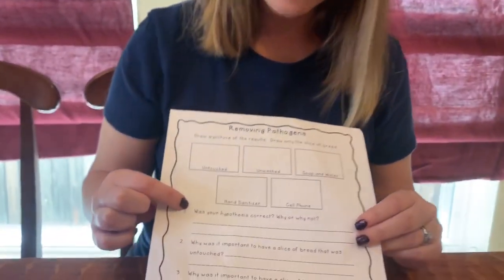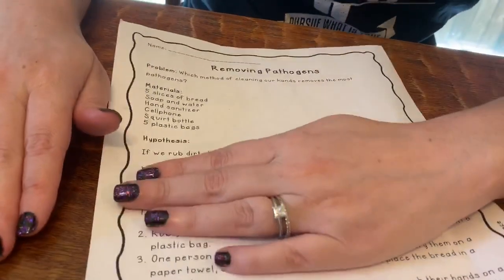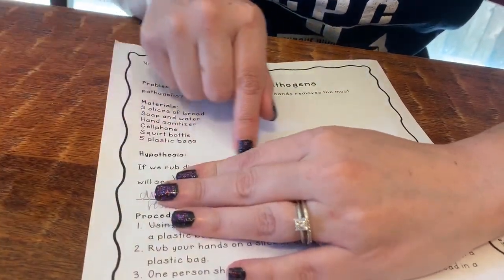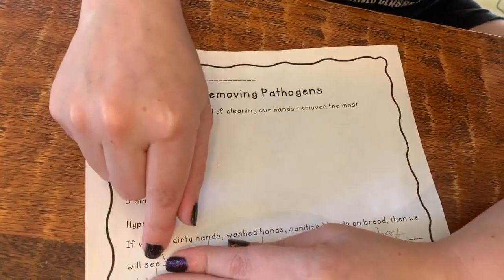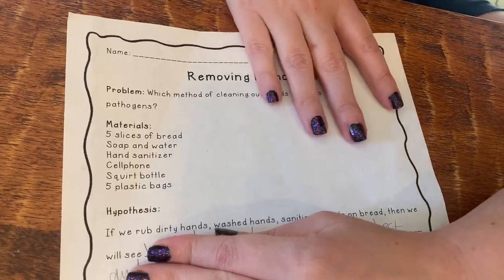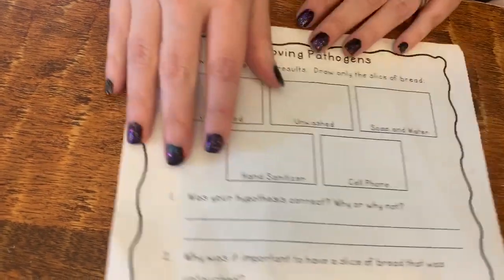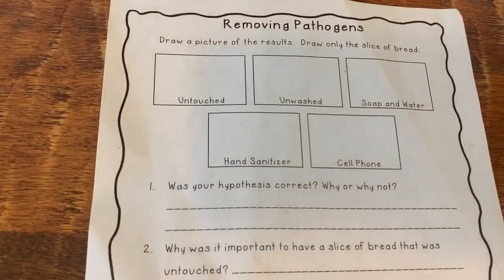Okay, so we have some questions here. Was your hypothesis correct? Why or why not? And remember our hypothesis: if we rub dirty hands, washed hands, and sanitized hands on bread, then we will see, and you write down what you see. Then was your hypothesis correct? Why or why not? So go ahead and pause the program to answer that question.